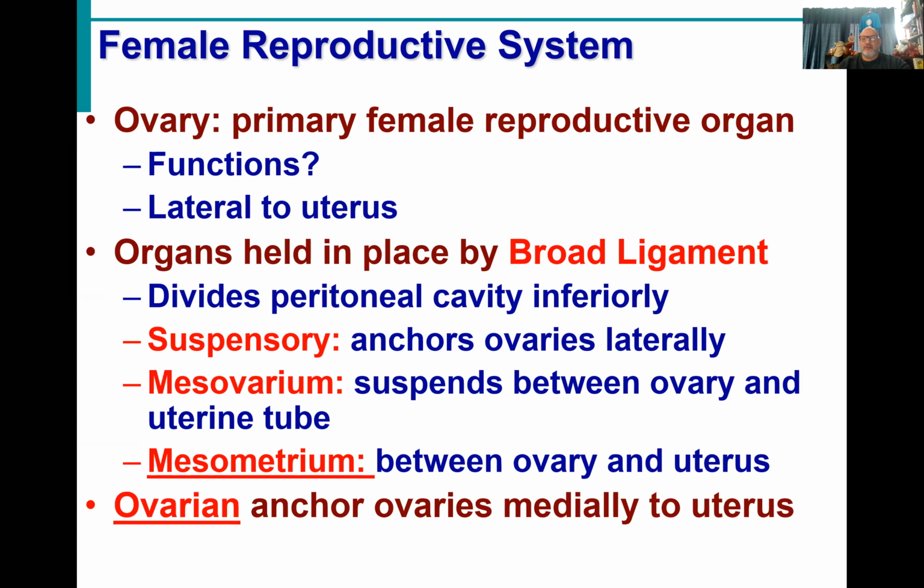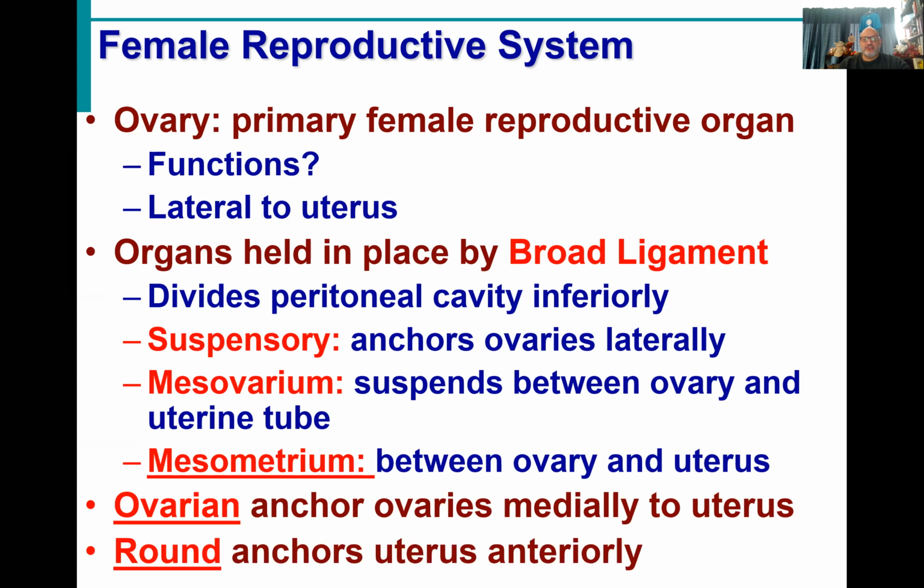Lastly, the ovaries are anchored to the uterus itself by a ligament known as the ovarian ligament. And the uterus needs to be held in place as well, and that is the job of the round ligament, which anchors the uterus anteriorly.